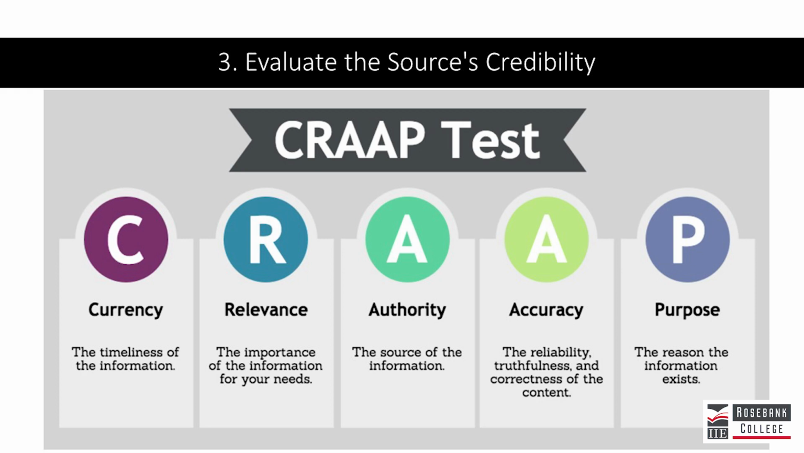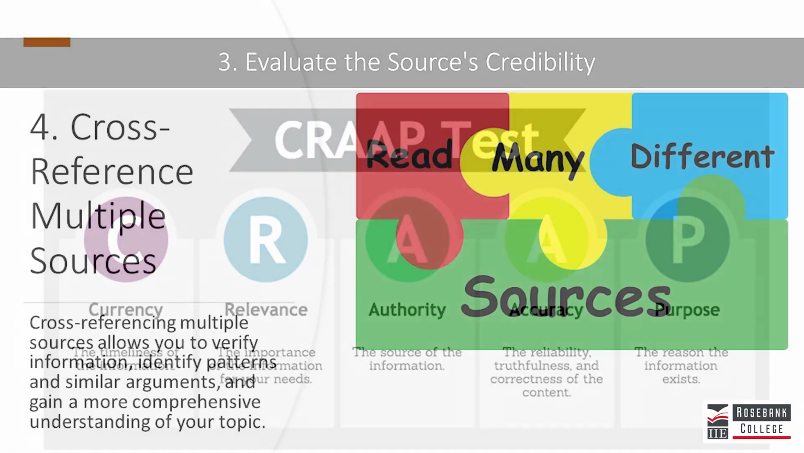The authority of the source refers to evaluating if you trust where the information comes from. Here, you can look at the authors of the source, any affiliations they have, and the publisher. The accuracy points towards the reliability, truthfulness, and correctness of the content. And to evaluate the purpose of the source, you will need to assess the reason this information exists. Basically, why did the authors publish the source? By assessing these elements, you can determine if the source aligns with your research needs.